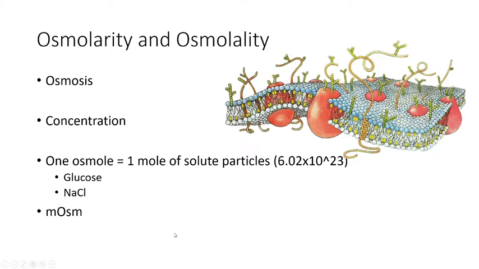Whereas glucose doesn't dissociate. So whatever amount of glucose you put in, that's how osmotically active that particular solution is going to be. And I think there are some substrates that divide into three molecules, and therefore you would multiply the number by 3.